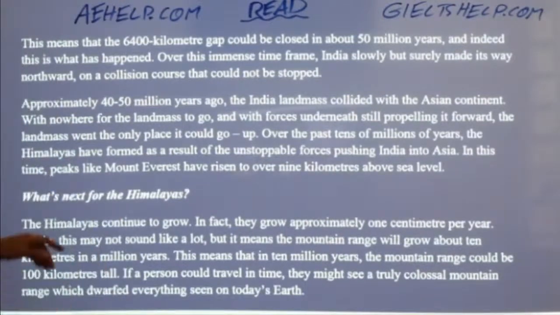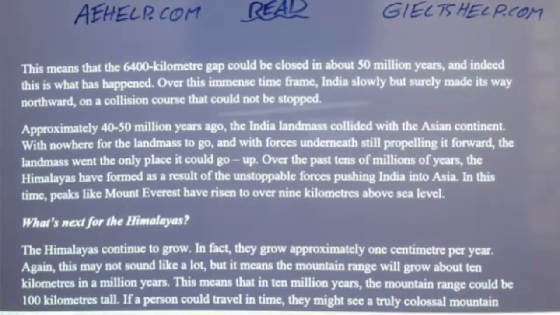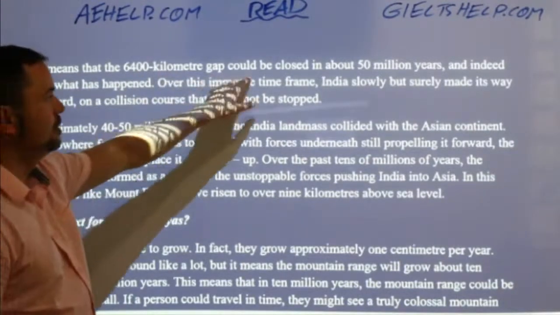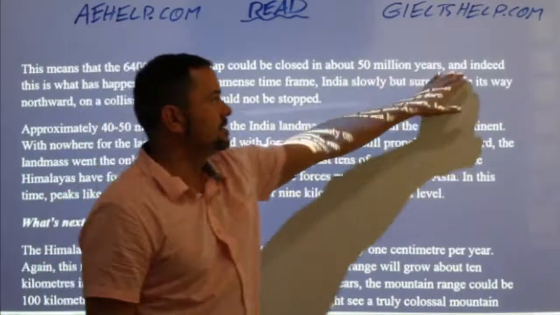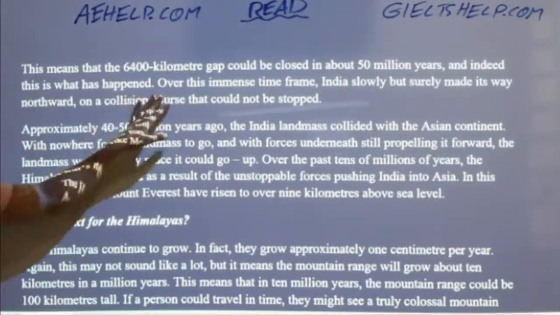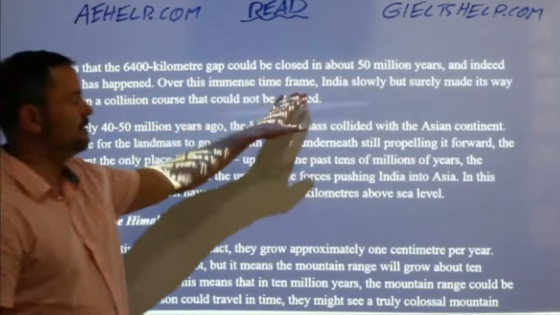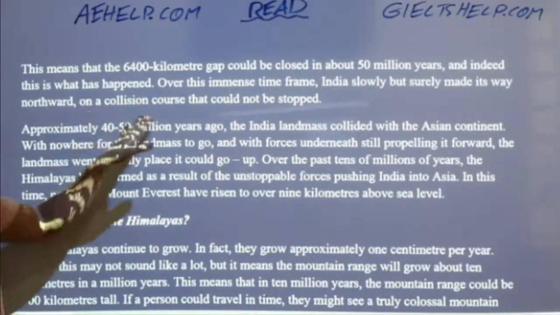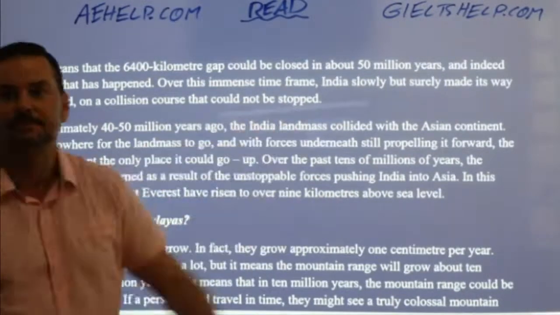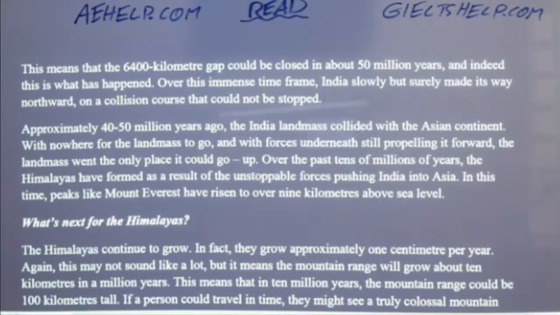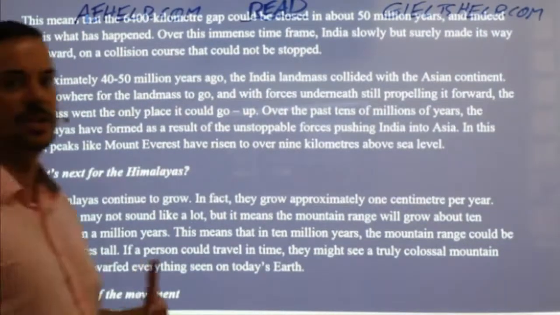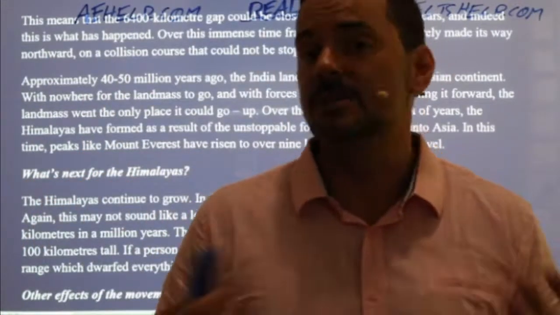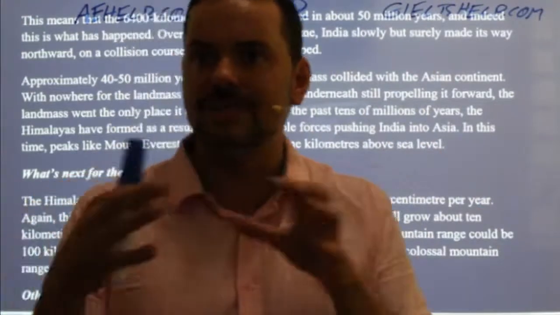So, let's keep going. This means that the 6,400 kilometer gap could be closed in about 50 million years. And indeed, this is what has happened. Over this immense time frame, India slowly but surely made its way northward on a collision course that could not be stopped. So lots of visual information here. If you see yourself as this giant or this alien who has a very different time span than humans, then you can really kind of picture all of this happening.